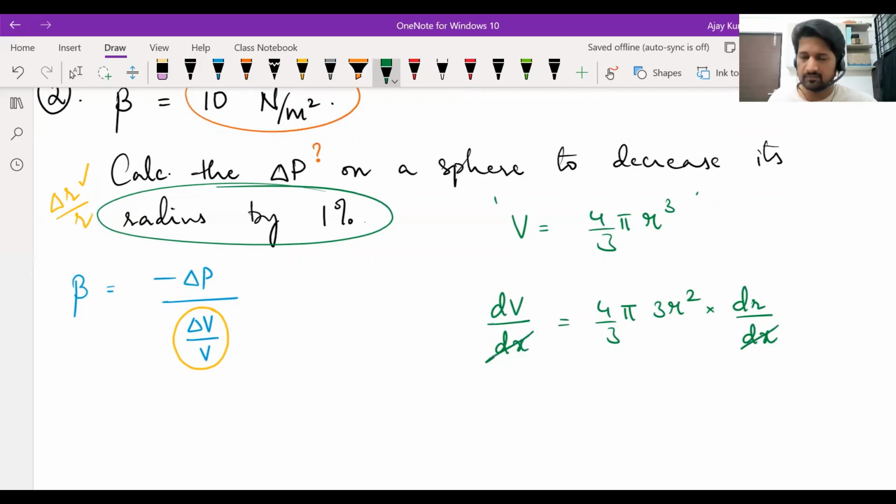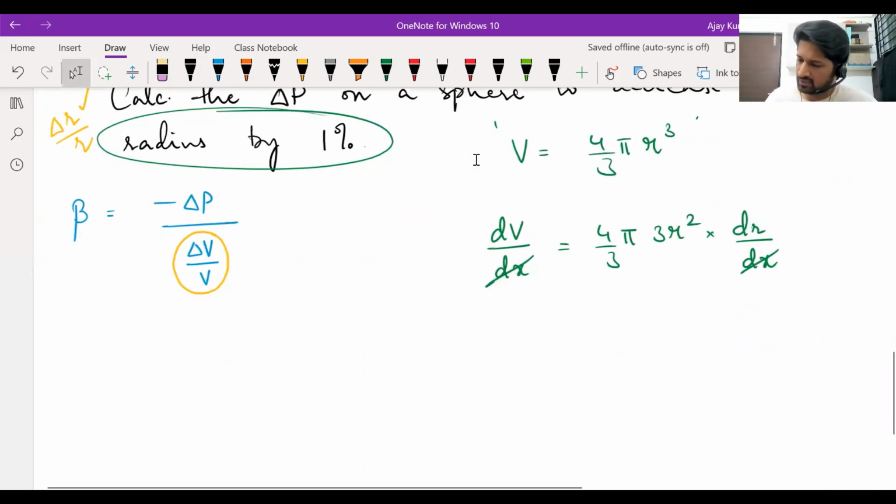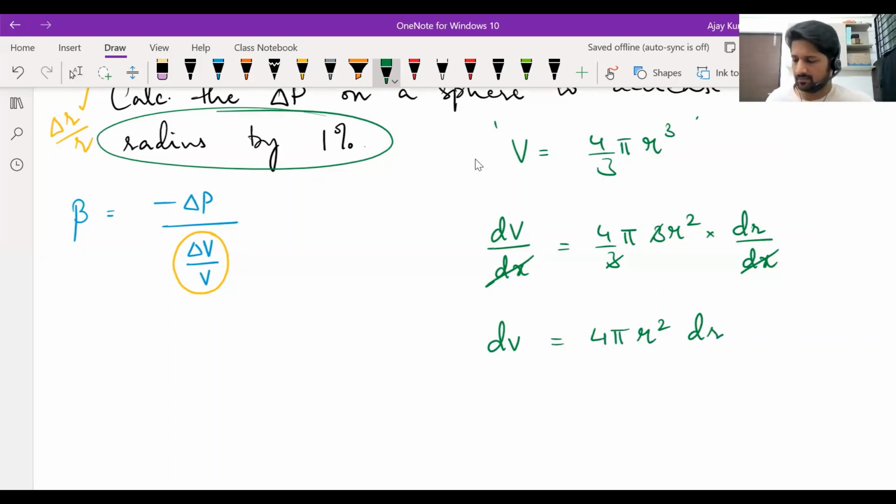It will get cancelled. dx will get cancelled on both sides. Okay, now readjust this equation. 3's get cancelled. You get dV is equal to 4 pi r square dr. Okay, but what did you actually want? You wanted a relation between delta r by r and delta V by V.